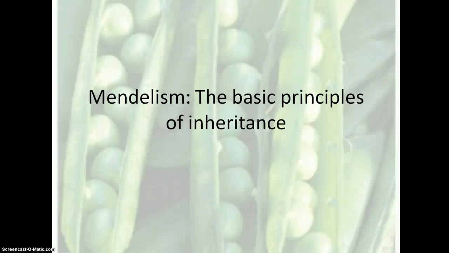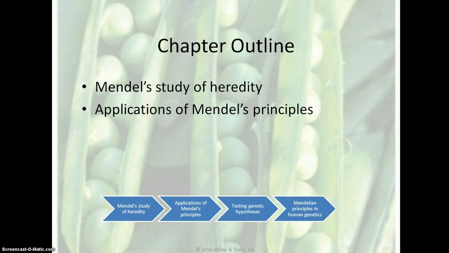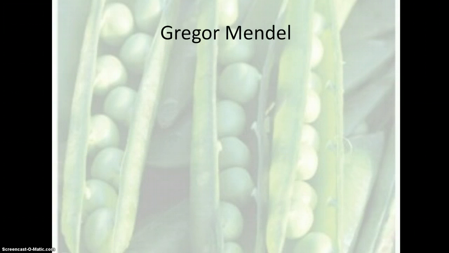Welcome to Chapter 3, Mendelism, the Basic Principles of Inheritance. I'm going to quickly go through the chapter outline and then we'll take each topic. This talk pretty much follows the information in your text, so be sure to follow along with your textbook. We'll start with Mendel's study of heredity, followed by the application of Mendel's principles, and then testing genetic hypotheses, finishing up with Mendelian principles in human genetics.